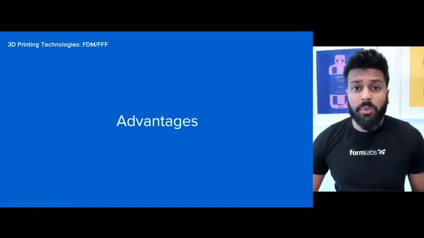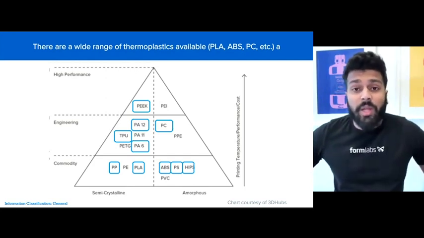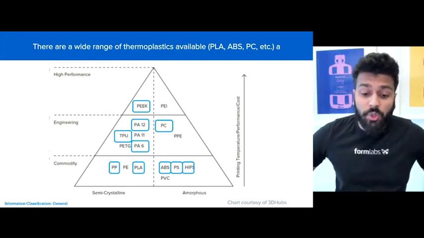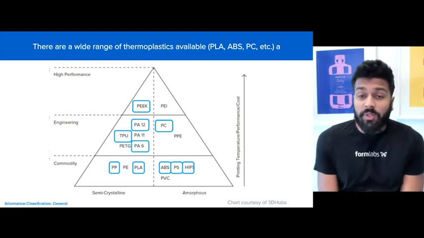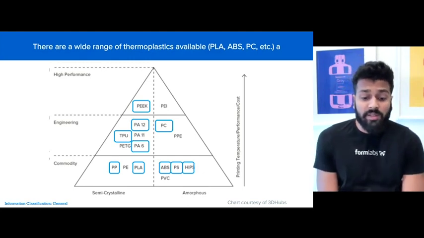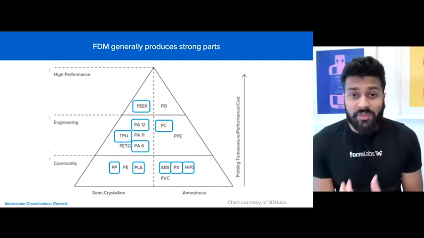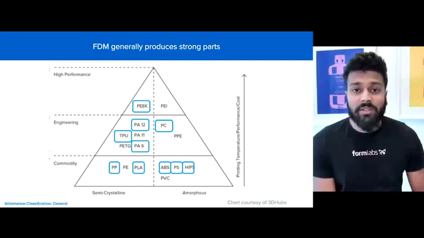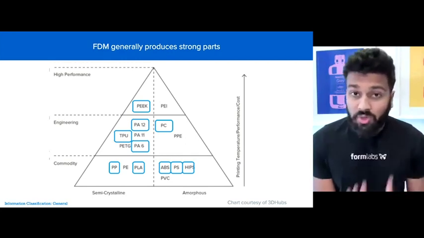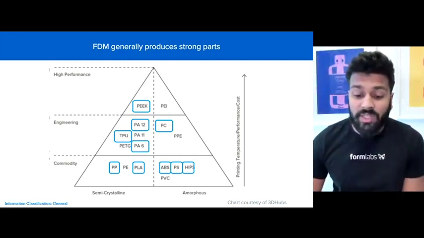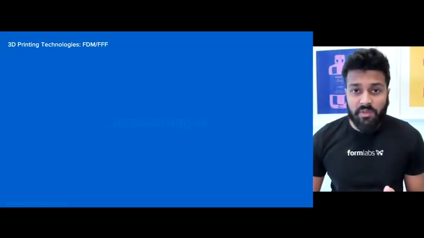Let's look at some advantages of this print process. The first is that there is a wide range of thermoplastics available with FDM machines. You can work with a plastic like PEEK that's really high performance, all the way down to commodity plastics like polypropylene or ABS. You're working with some tried and tested thermoplastics you're probably familiar with. FDM generally produces strong parts. You can get some really strong, tough, and durable parts out of FDM machines. So those are the biggest advantages, I'd say, of FDM.